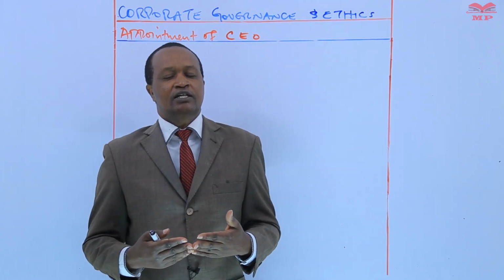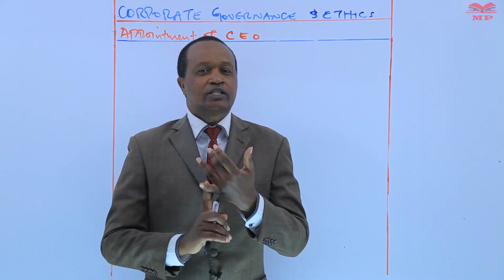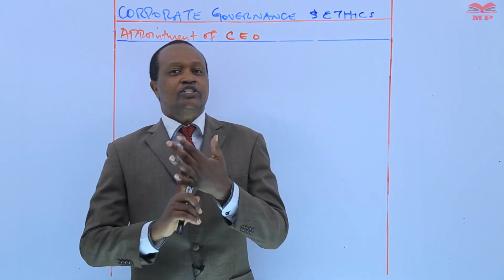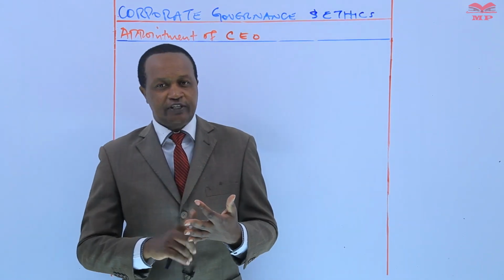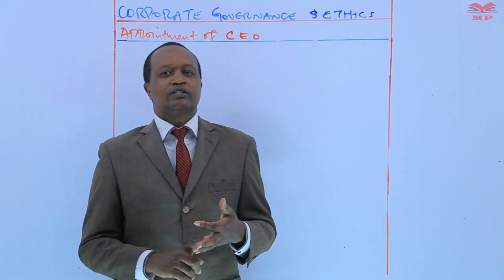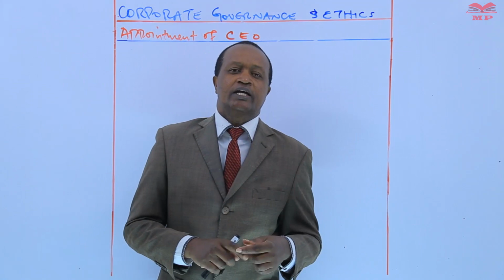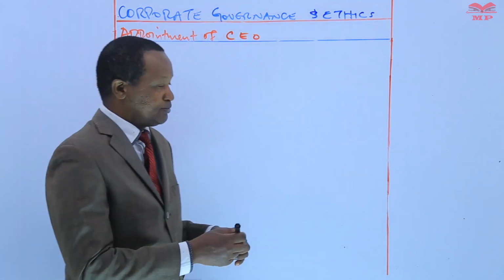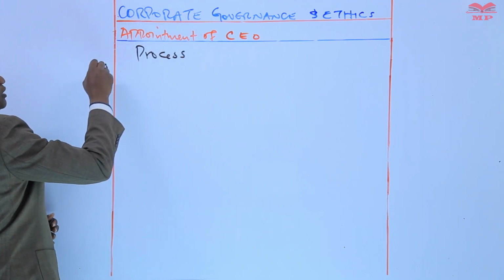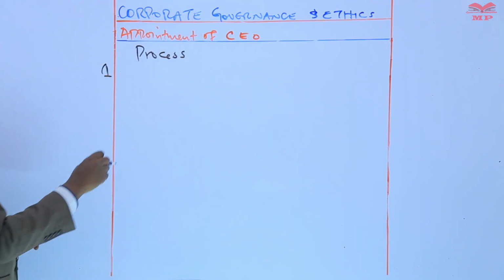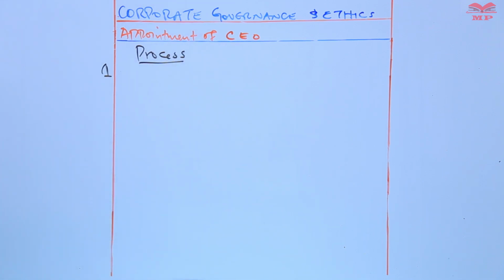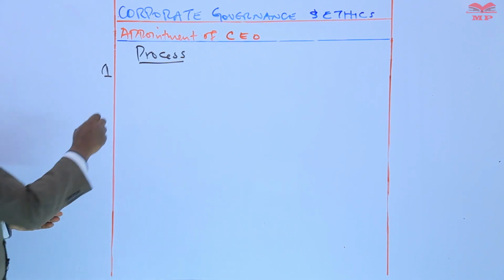The process has three key steps. One is the identification of needs. Number two is formation of a search committee. The third step is candidate sourcing and evaluation. Then we have the recommendation and approval. So the first step, step number one, when appointing a chief executive officer, is to identify the needs.